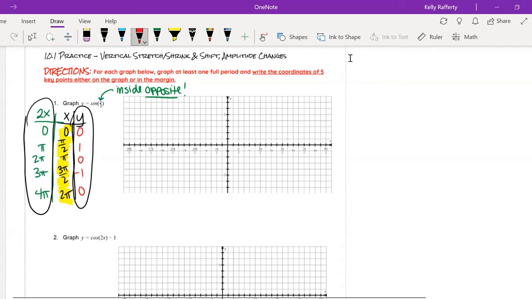So now I'm going to put them on our graph. So we have 0, 0. My graph's kind of small here. You guys can rescale the y-axis if you want. So I'll make this 1 up here instead of 5. And then we're going to pi, 1, 2 pi, 0, 3 pi, the same thing, negative 1, and 4 pi, 0. And you can graph more if you want, but I say at least 1 period. So that's good for that one.